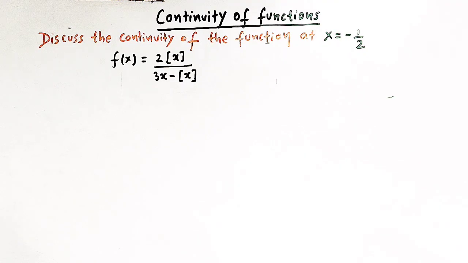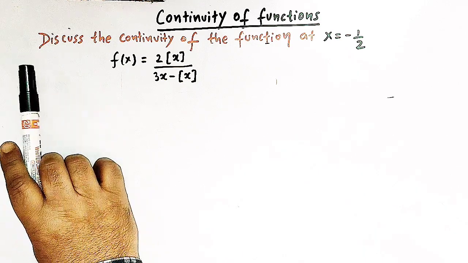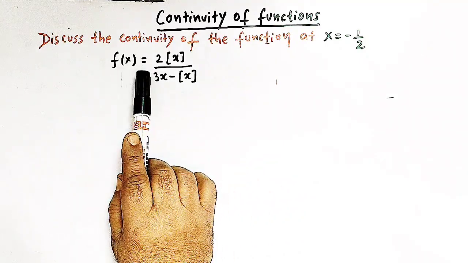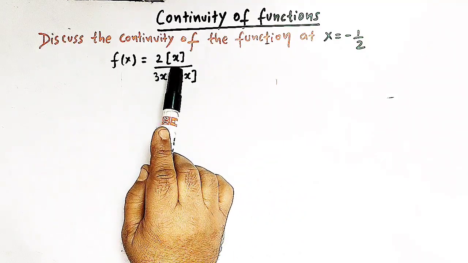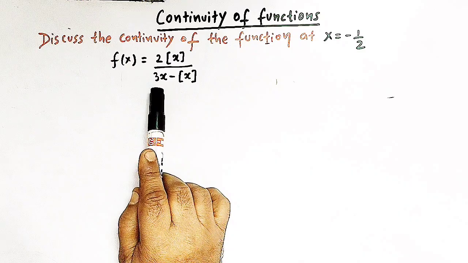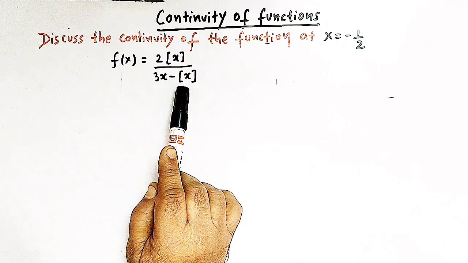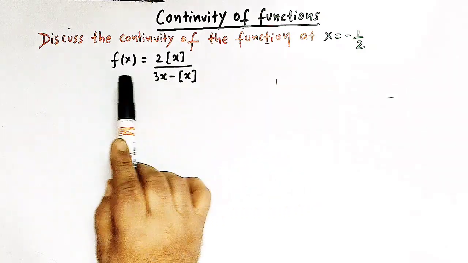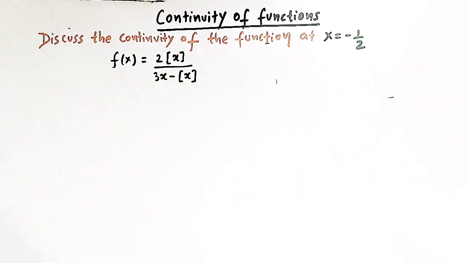Hello viewers, in today's session we are going to discuss an important problem from continuity of functions, and in this session we are going to discuss the continuity of the function f of x, that is equal to 2 times greatest integer of x divided by 3x minus greatest integer of x, and we have to discuss the continuity of this function at x is equal to minus half.